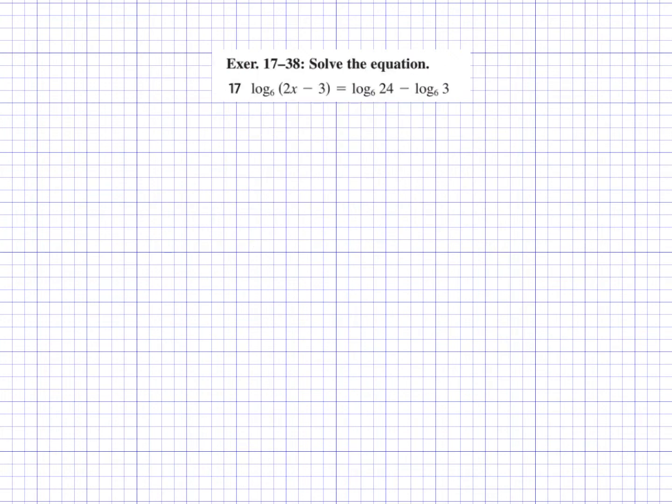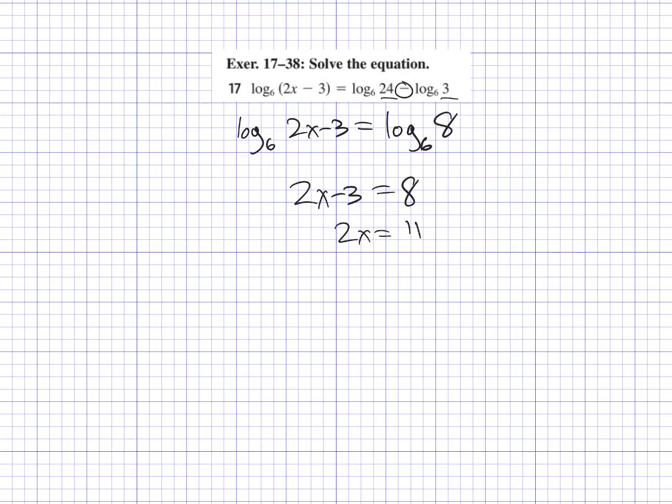All right, 17. Okay, so we're solving here now. What do we do with solving? All right, so if you have all the logarithms here, so log base 6 of 2x minus 3 is equal to log base 6 of 24 divided by 3, or 8. So if the logarithms are the same, then these things are the same. So add 3 and divide off the 2.